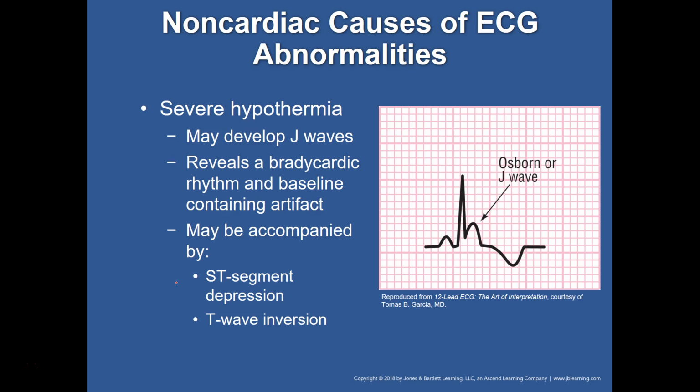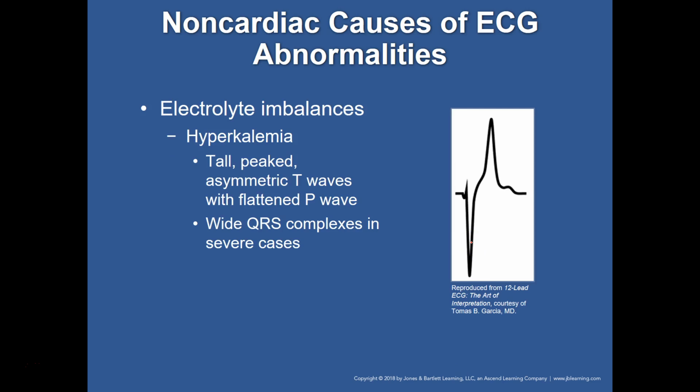Severe hypothermia can end up causing the heart and the body to develop J waves. So it reveals a bradycardic rhythm and a baseline containing artifact. It can also be accompanied by ST segment depression and T wave inversion. But you'll see that this J wave, or Osborne wave, has a very sharp, distinct appearance, whereas with ST depression we don't usually see this type of wave. So that's going to be your main difference whenever you look at that.